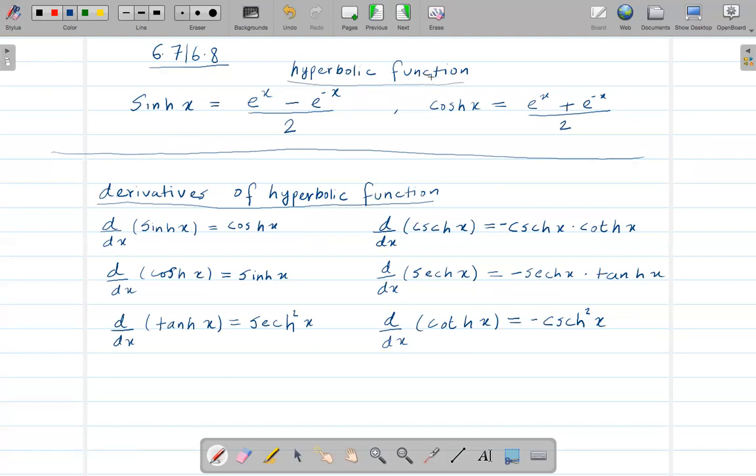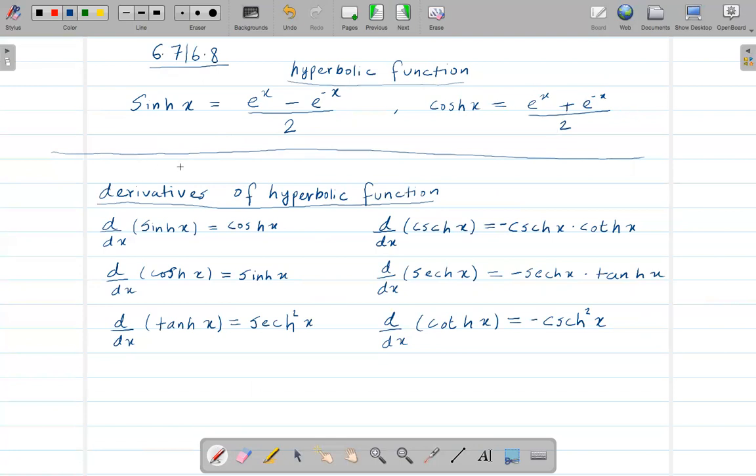This is how we write sinh. If you just write sin x, then it's a trigonometric function, or trig function. But if you see an h here, then we say this is a hyperbolic function. So the hyperbolic function sinh x is e to the power x minus e to the power negative x, over 2. Similarly for cosh.